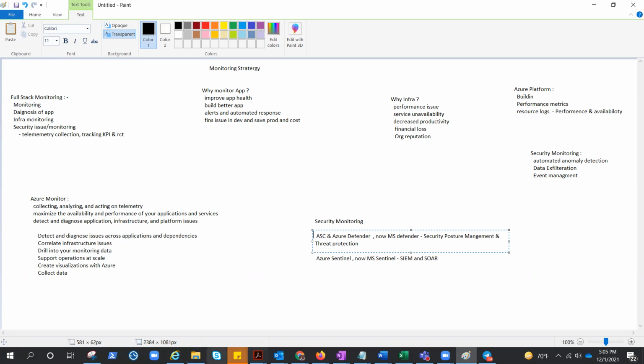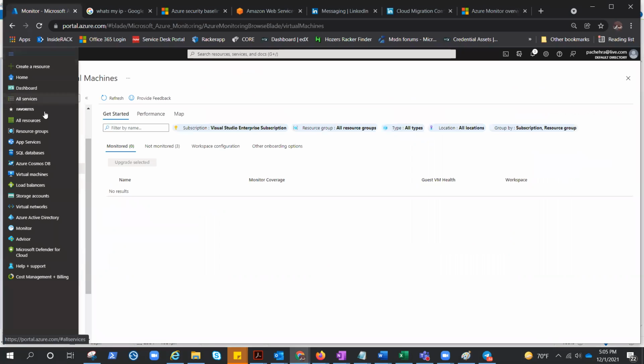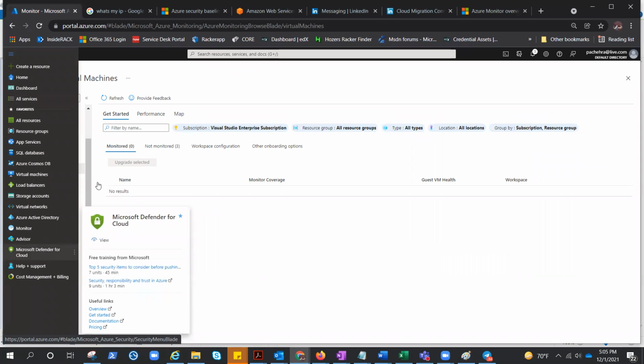And with its integrated Microsoft Defender plans, Defender for Cloud protects workloads running in Azure, hybrid, and other cloud platforms. If I go here and click, you see now it is Microsoft Defender for Cloud. Earlier it was Azure Security Center.